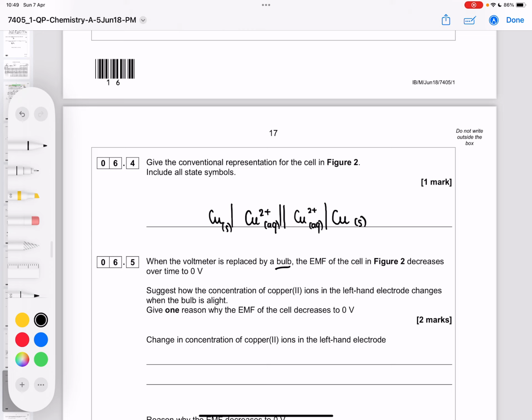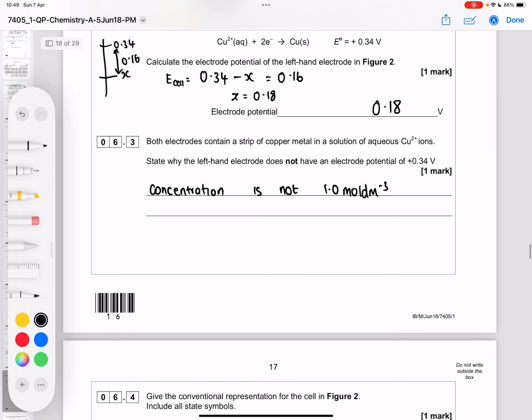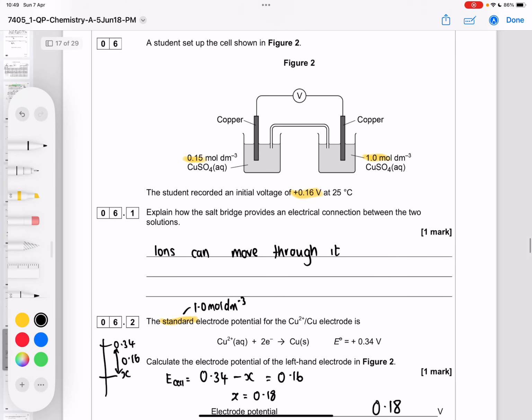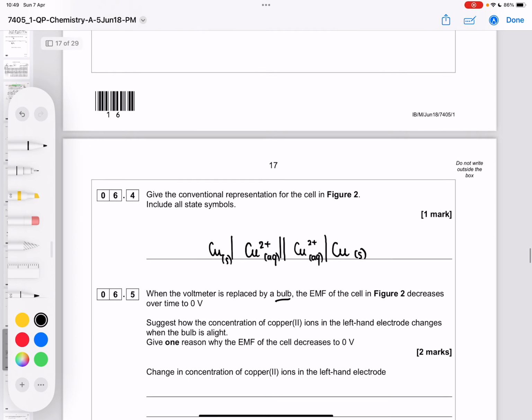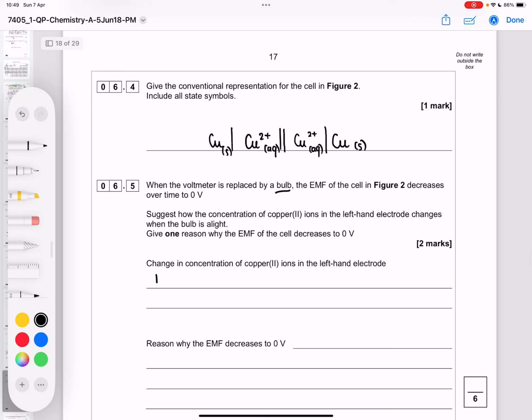Suggest how the concentration in the left-hand electrode changes when the bulb is alight, and give a reason why it decreases to 0. So the left-hand one is at a lower concentration than the right-hand one. So what we know is that in the left-hand half cell, oxidation is going to occur, and copper is going to be oxidized to copper 2 plus, so the concentration will increase. As copper is oxidized to copper 2 plus.